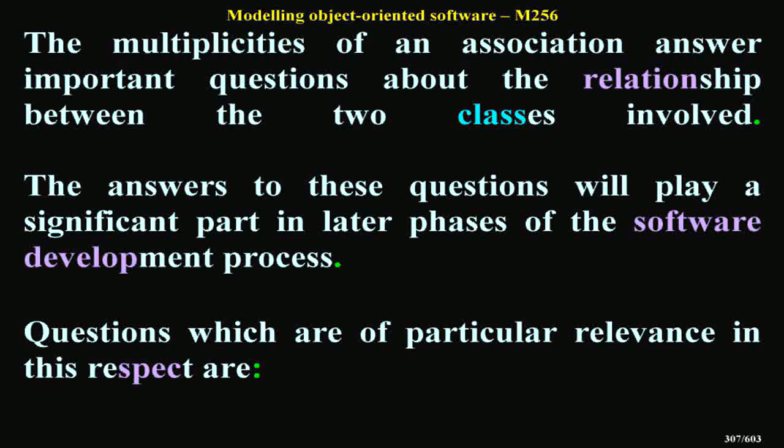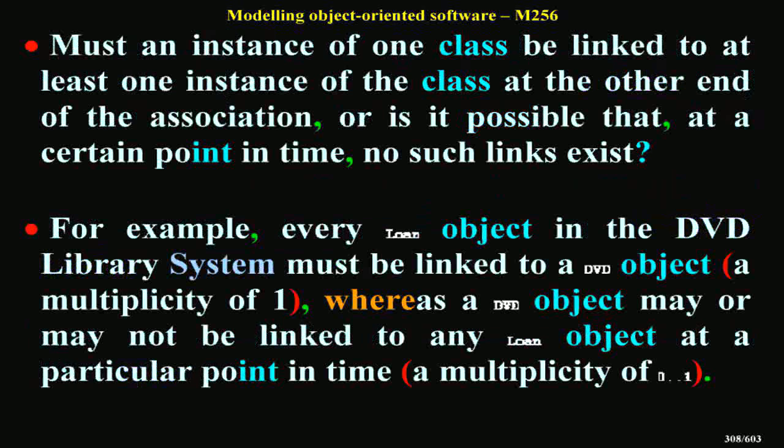The answers to these questions will play a significant part in later phases of the software development process. Questions which are of particular relevance in this respect are: must an instance of one class be linked to at least one instance of the class at the other end of the association, or is it possible that, at a certain point in time, no such links exist? For example, every object in the DVD library system must be linked to an object, a multiplicity of 1, whereas an object may or may not be linked to any object at a particular point in time, a multiplicity of *.